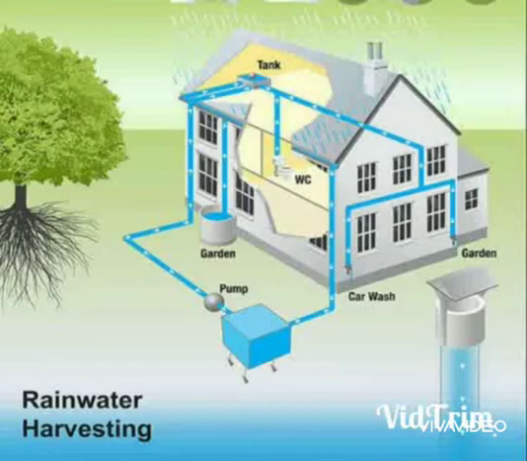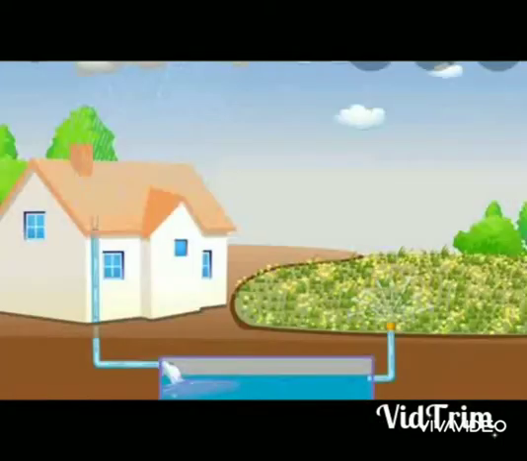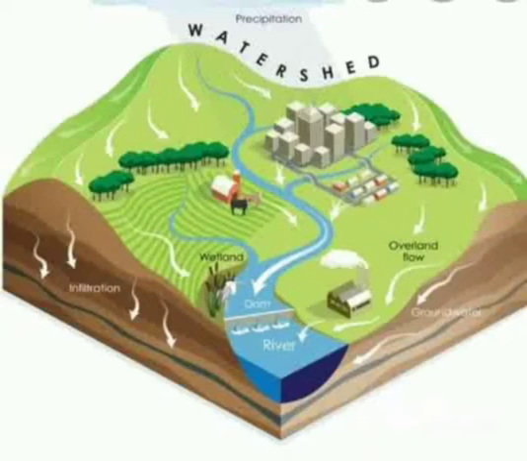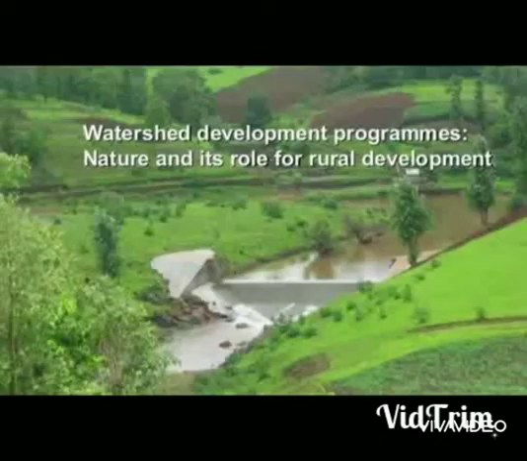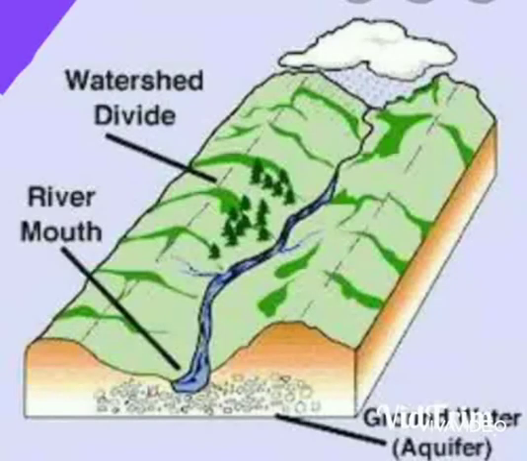Water harvesting. Water harvesting is an age-old concept of collecting rainwater which can be stored for direct use or can be recharged into the groundwater. Watershed management. Watershed management is a term used to describe the process of implementing land use practices and water management practices to protect and improve the quality of water and other natural resources.